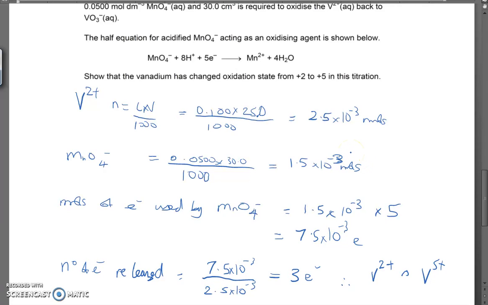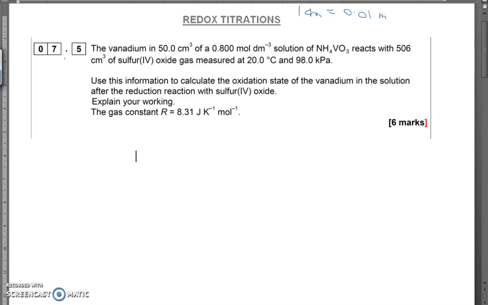So now we're going to move on to another calculation. In this calculation we again have vanadium in the form of a vanadate ion reacting now with sulfur 4 oxide, and this is as a gas. So now we've got 2 different types of moles calculations to be dealing with. The first one for the vanadium again is n equals CV over 1000. The second one will be using an ideal gas equation.